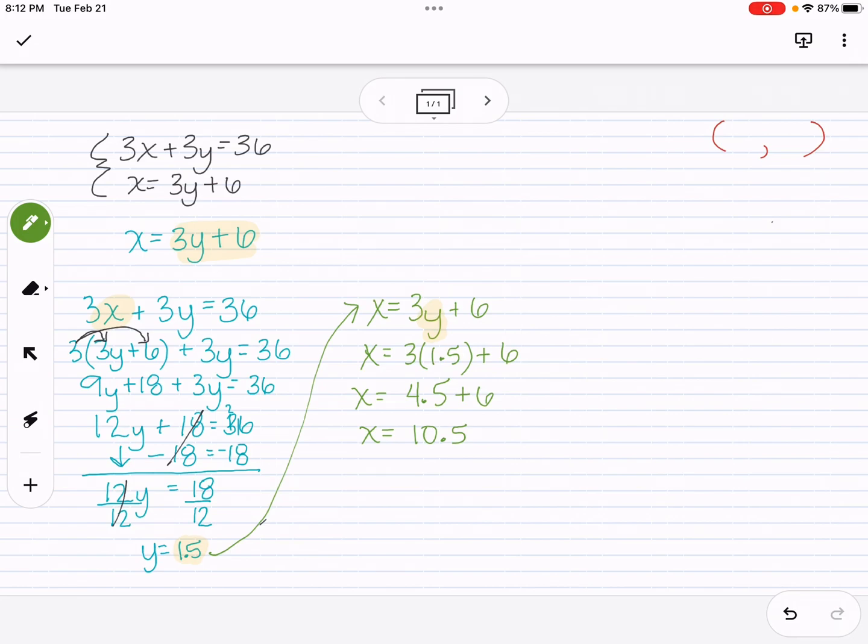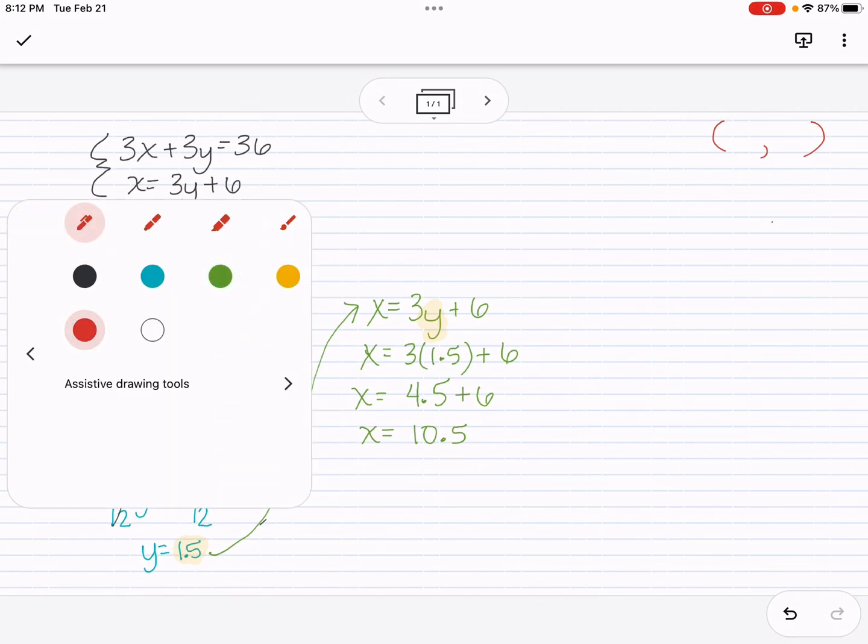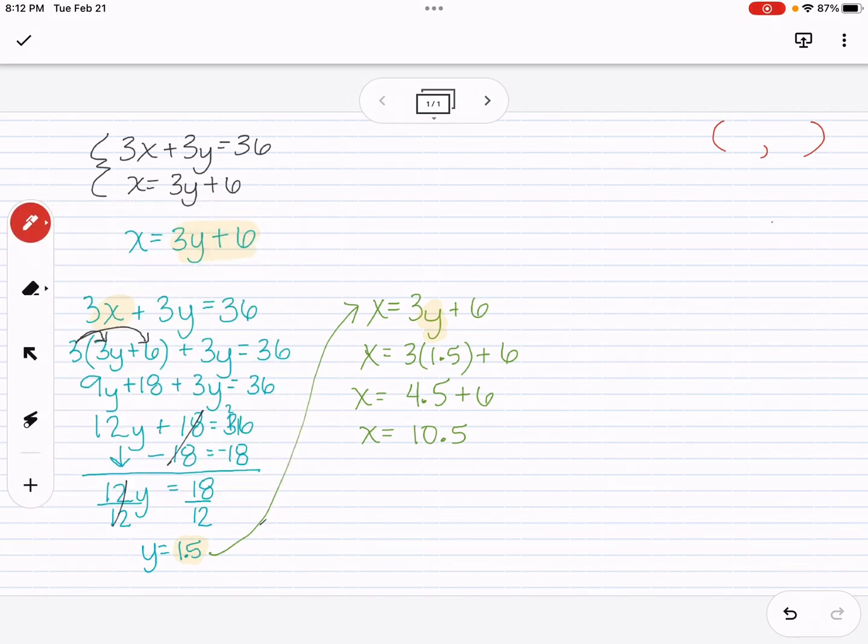Yay! We're done? Are we done? No, because what does it say in our notes? We have to write our answer as an ordered pair.